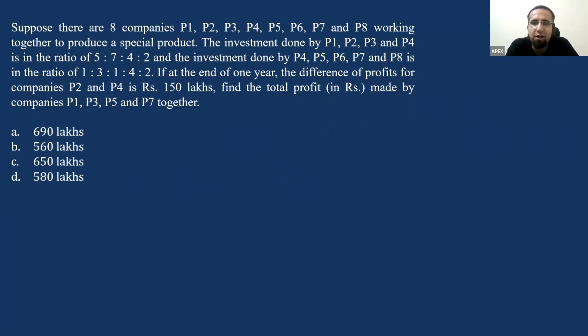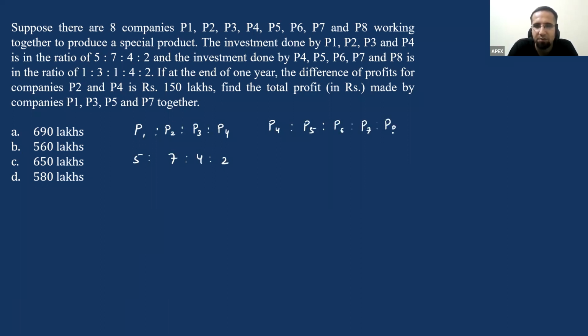Right now, this is a very simple question. I'm given, suppose there are 8 companies. P1 is to P2 is to P3 is to P4 is given as 5 is to 7 is to 4 is to 2. And I'm given P4 is to P5 is to P6 is to P7 is to P8. Now, this is a complete question which has appeared in one of the CAT papers. Slightly complicated. In the CAT paper, I guess it was of 6 companies. Here we are given 8 companies. Clear? So this is the investment done.